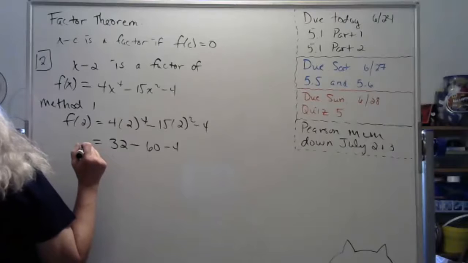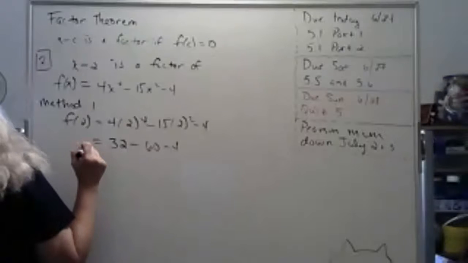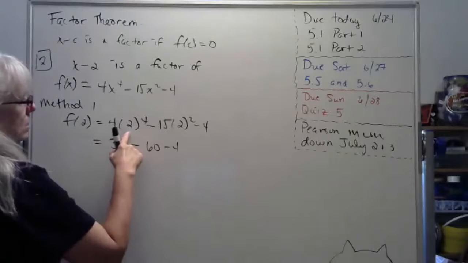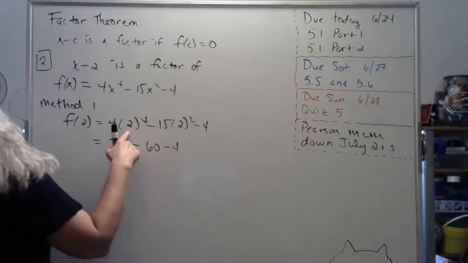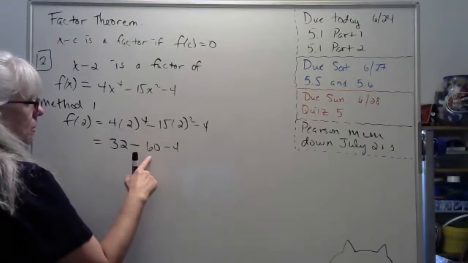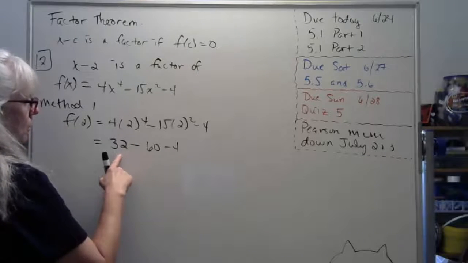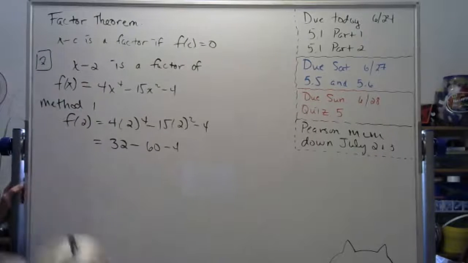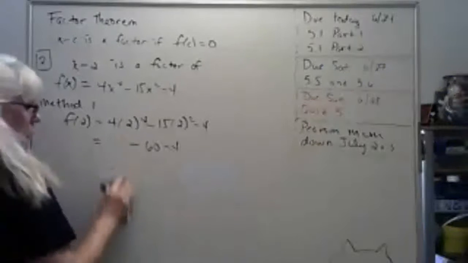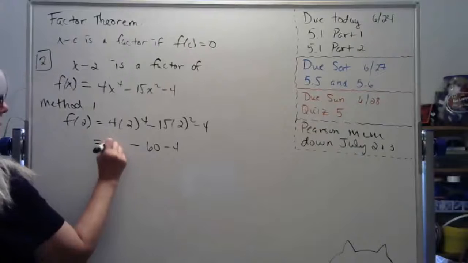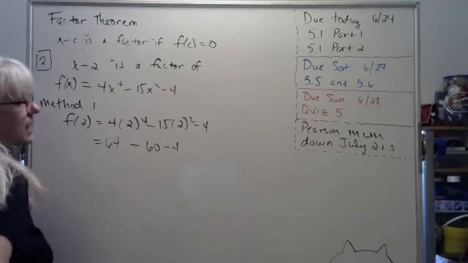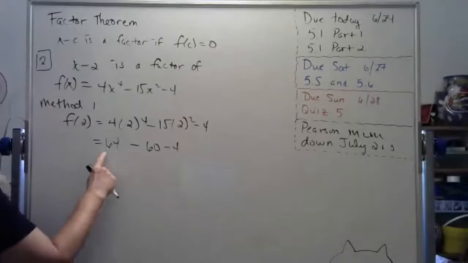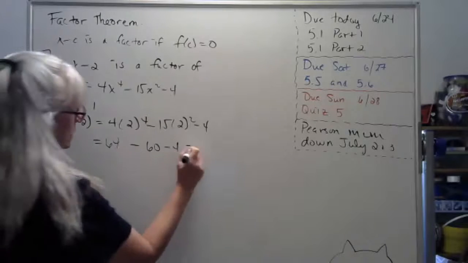Okay, I didn't do something right. 2 to the 4th is 16. Right, 64 is what I meant for 4 times 2 to the 4th, minus 4. Thank you. I've got an arithmetic mistake because I'm expecting it to be a 0. So thank you, 16 times 4 is 64. Thank you for that catch, Rich. Okay, so 64 minus 60 minus 4 is, yes, indeed, 0.